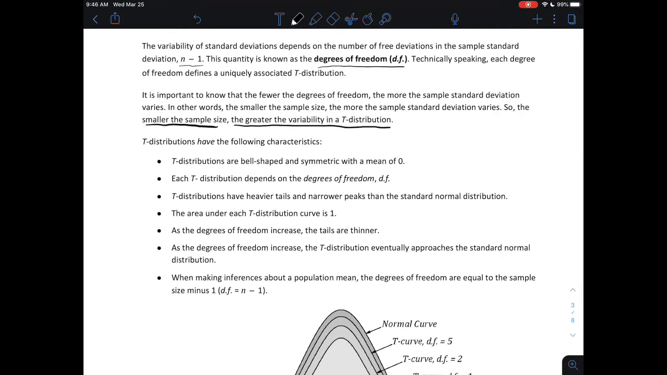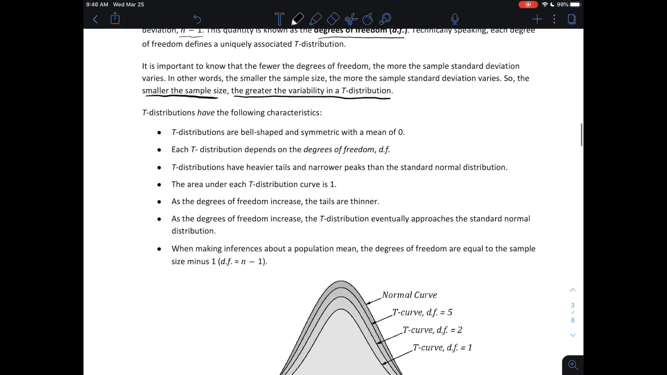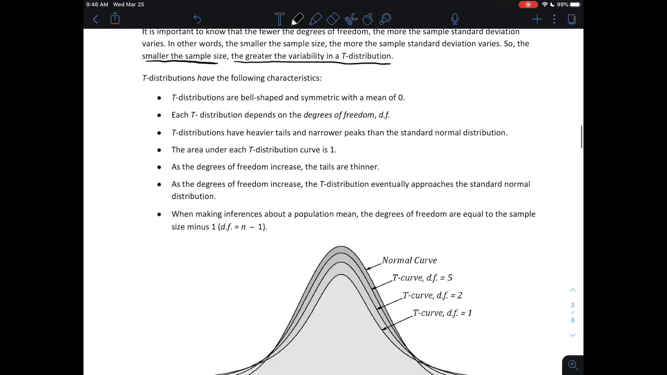T-distributions have the following characteristics. T-distributions are bell-shaped and symmetric with a mean of 0. Each t-distribution depends on the degrees of freedom, which we're going to abbreviate df. T-distributions have heavier tails and narrower peaks than the standard normal distribution. The area under each t-distribution curve is 1. As the degrees of freedom increase, the tails are thinner. As the degrees of freedom increase, the t-distribution eventually approaches the standard normal distribution.